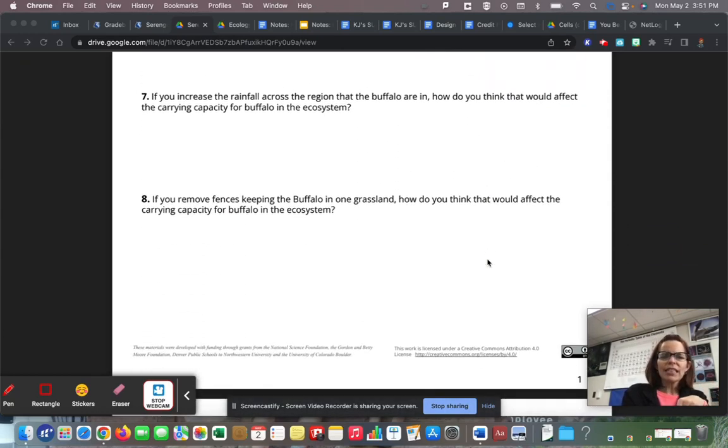Okay, number 7 says, if you increase the rainfall across the region that the buffalo are in, how do you think that would affect the carrying capacity for buffalo in the ecosystem? So you need to tell me, will it increase the carrying capacity or decrease the carrying capacity, and why? Figure it out. What's your prediction? You're not necessarily right or wrong, just what's your prediction? I'm going to pause this video for just a second here.